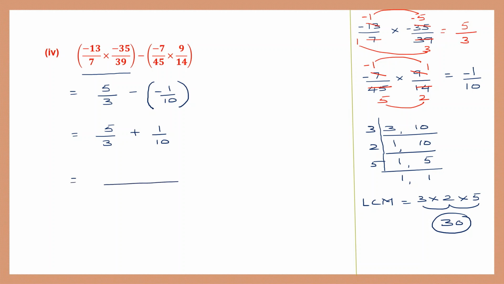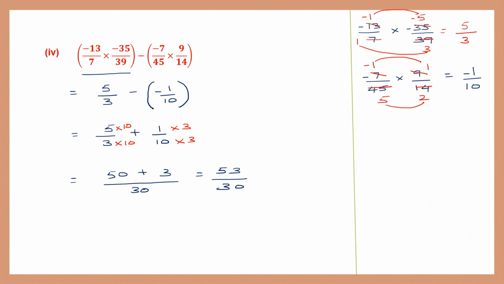So here let's use that. So LCM is 30. Let's take the first denominator 3. 3 10s are 30. So multiply 5 also by 10. 5 10s are 50. 50 plus, take this next one, 10. 10 into 3 is 30. So 1 into 3. 1 3s are 3. So here what do we have? 53 by 30.